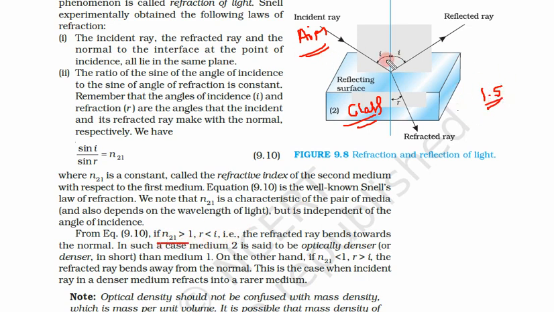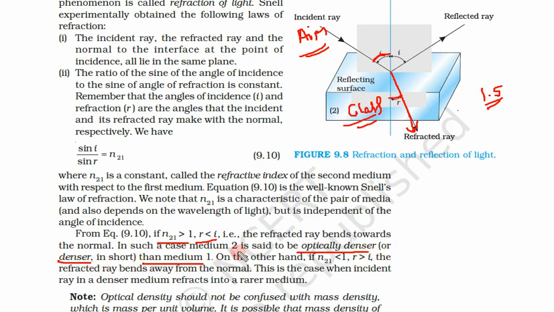Here we can see the angle of incidence is much larger and the angle of refraction is smaller. In that case, r is less than i. That is, the refracted ray bends towards the normal. So this refracted ray has bent toward the normal. In such a case, medium 2 is said to be optically denser than medium 1.